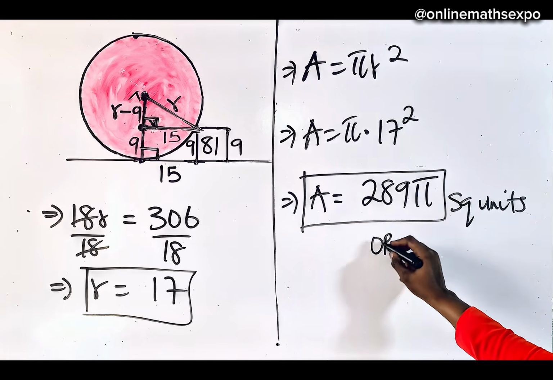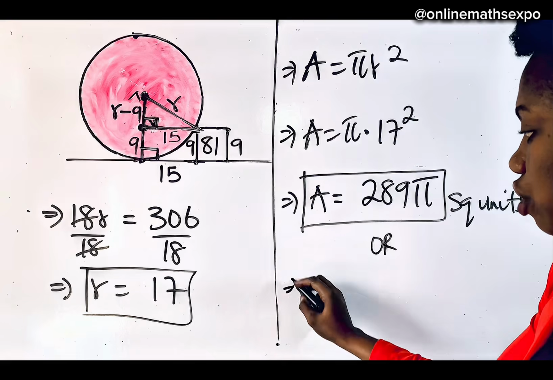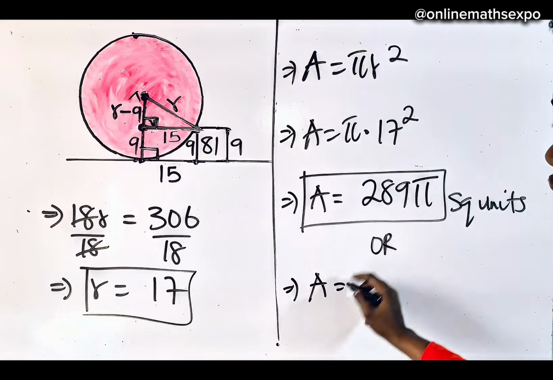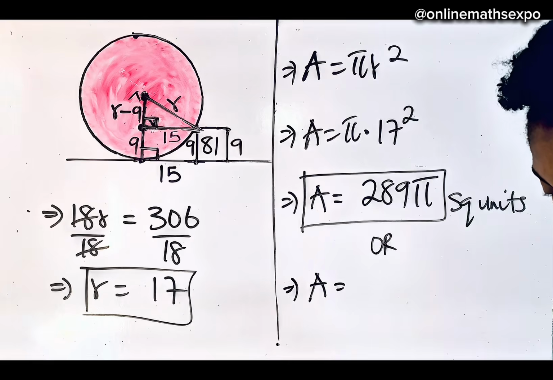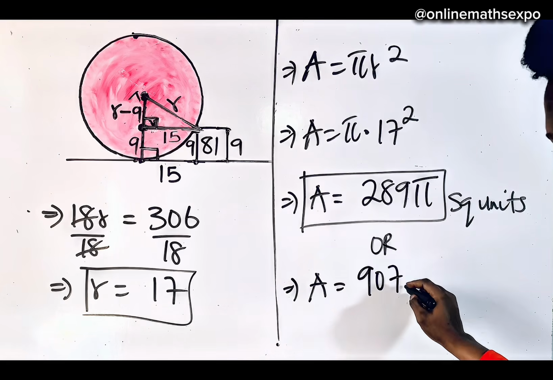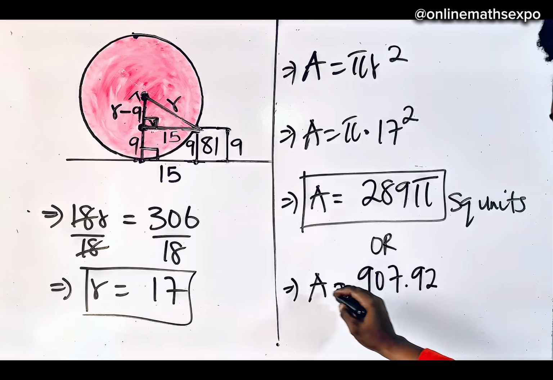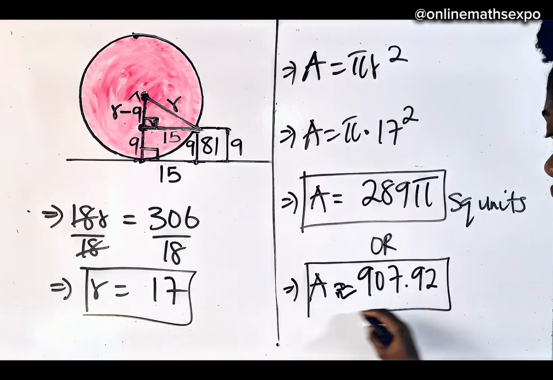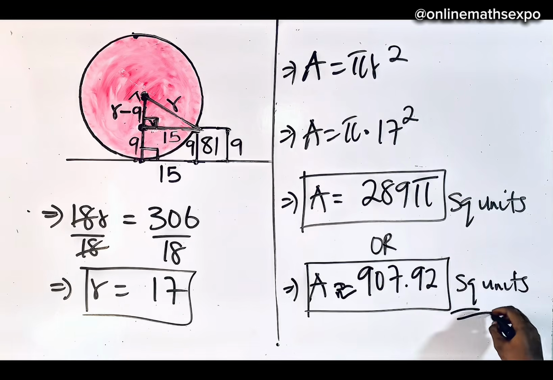You can also leave it in decimal. This is in terms of pi. So if you want to leave it in decimal, just key this into the calculator. We use the pi value from the calculator. It gives us 907.92 approximately. So this is the approximated value in decimal, also in square units.